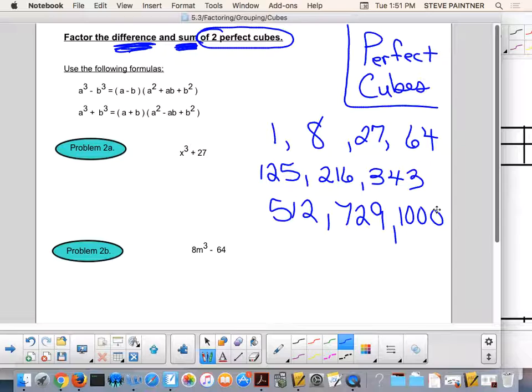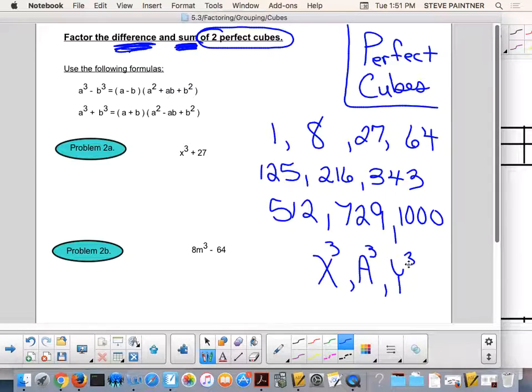Does this list go on and on? Yes. Just know those. What if you're looking at variables? What kind of variables will be perfect cubes? 8 x cubed, 8 a cubed, y cubed. Anything cubed. Good. That list should be on your paper.